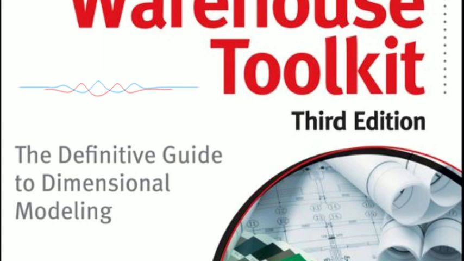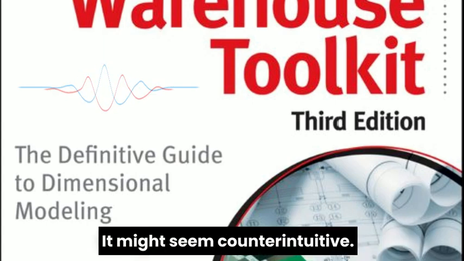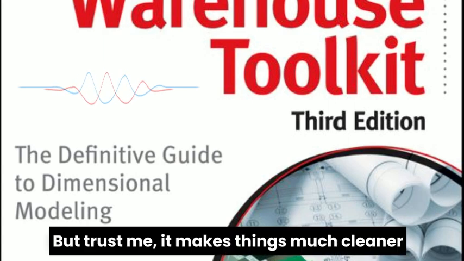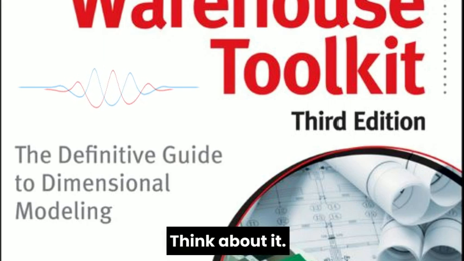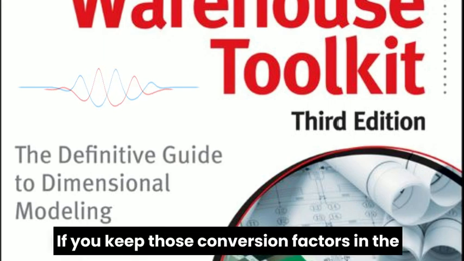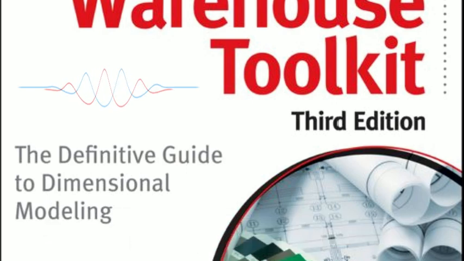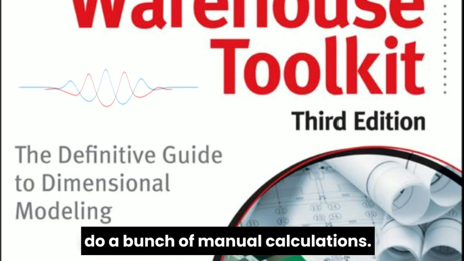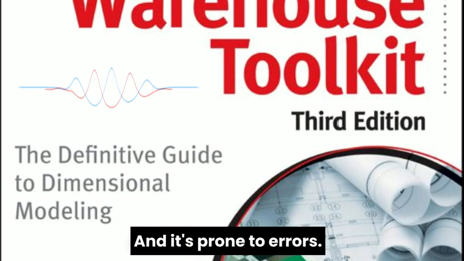Now, hold on. Wouldn't that just add complexity to the fact table? It might seem counterintuitive. Yeah. But trust me, it makes things much cleaner in the long run. Okay. I'm intrigued. Tell me more. Think about it. If you keep those conversion factors in the product dimension, every time you want to analyze data in different units, you have to look up those factors and do a bunch of manual calculations. That sounds time-consuming. It is, and it's prone to errors.